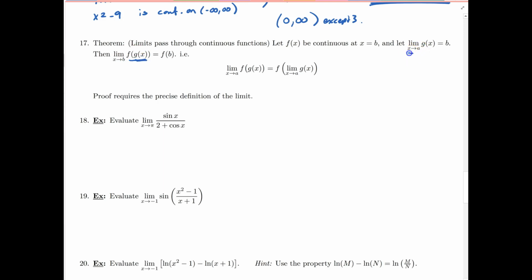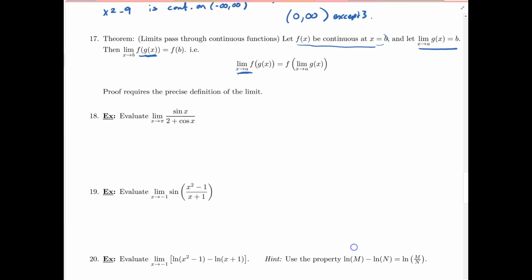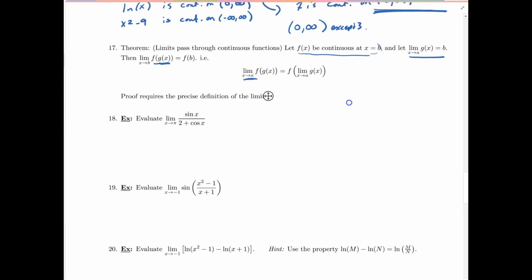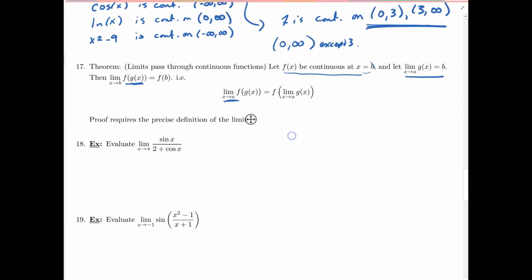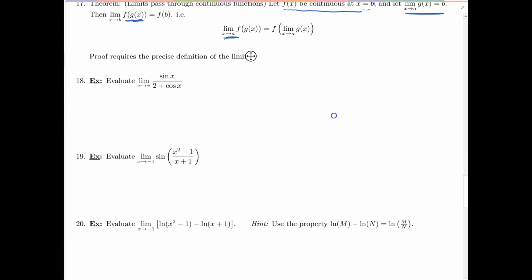Well, if the inner limit exists, meaning the limit as x approaches a of f of x exists, and the outer function is continuous at that limit value, then this theorem says I can simply pass this limit through the continuous function. So that's what I'm showing here. I'm taking the limit as x approaches a of the composition of functions, and I'm passing that limit through the outermost function. Okay? The proof of this isn't too difficult, but it does require the precise definition of the limit, so we're not going to worry about proving that, although you'll get an insight in section 2.7.